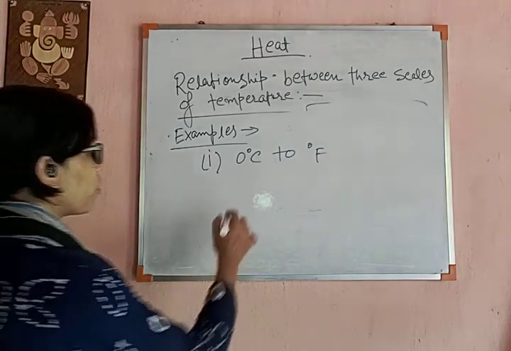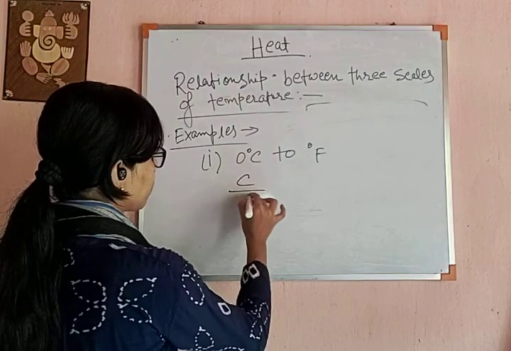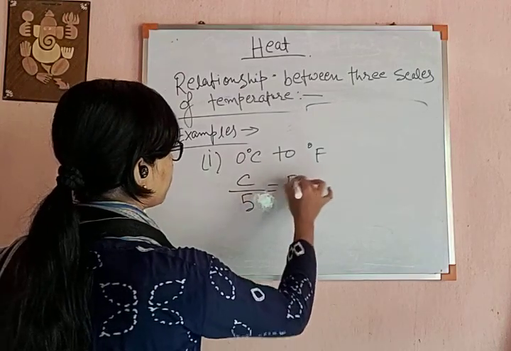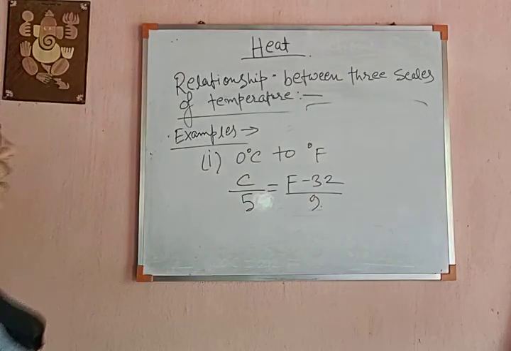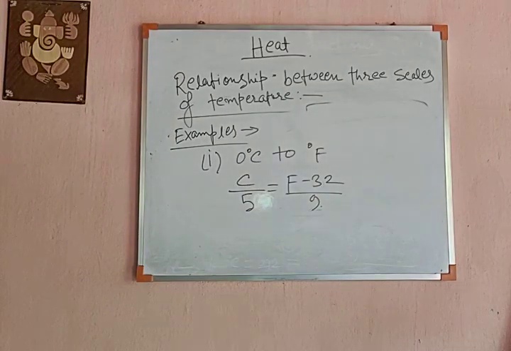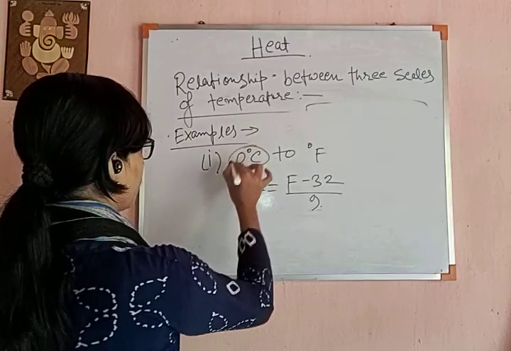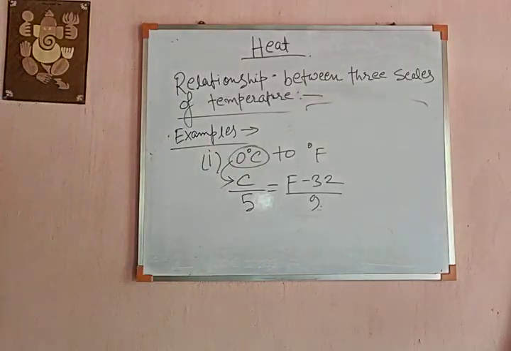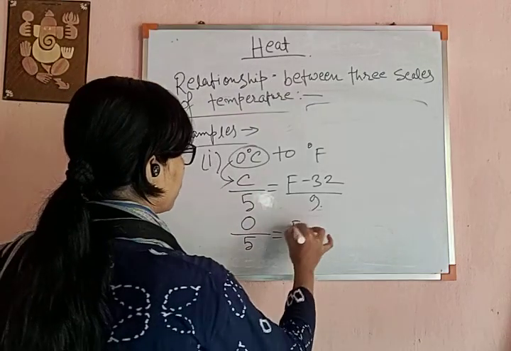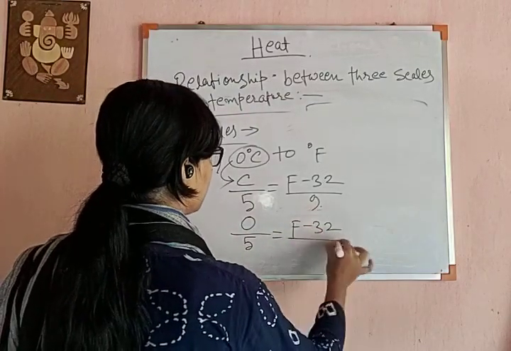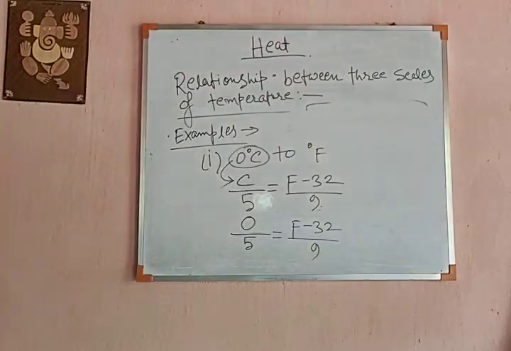So you know we have drawn the relationship between Celsius scale and Fahrenheit scale, that is C by 5 equal to F minus 32 by 9. So first write down that relationship between Celsius scale and Fahrenheit scale that we have got from the divisions of the two scales. And now just put the value of the Celsius temperature in the expression. So putting it in, 0 by 5 equal to F minus 32 by 9.